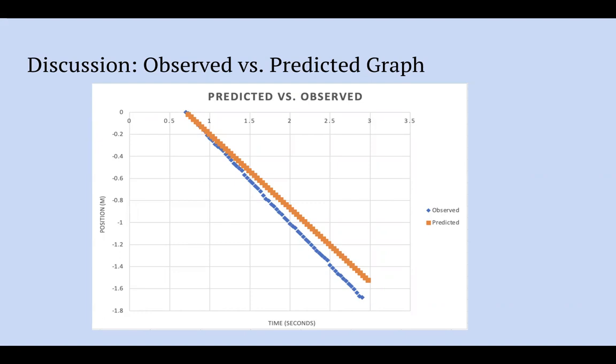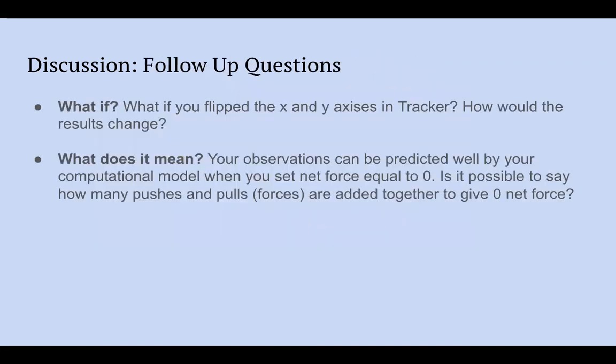The fact that the computational data is linear showcases that the object maintained its constant velocity, whereas in the observational data, the velocity does not remain constant. This could mean that the net force is no longer 0 due to forces like friction. Now we'll discuss some follow-up questions.